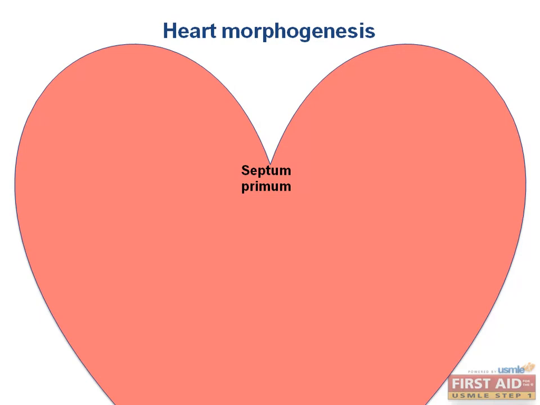It's important to realize that all these events are occurring simultaneously, but we divide them separately to examine each event individually and make sure that we understand how each contributes to the overall result. So let's start with the atria.